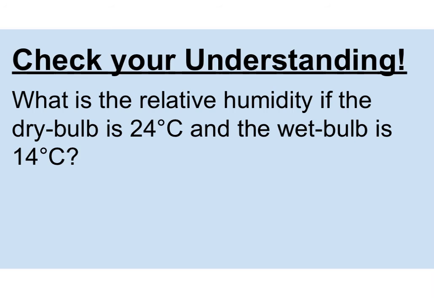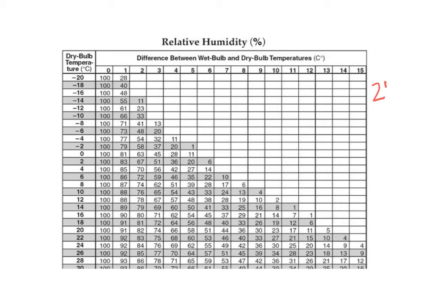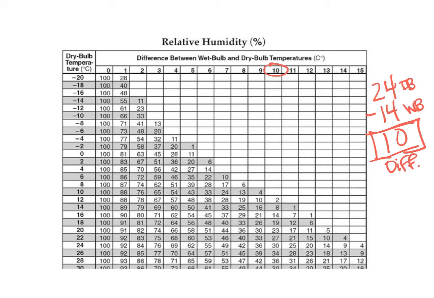What is the relative humidity if the dry bulb is 24 degrees Celsius and the wet bulb is 14 degrees Celsius? All right, for this one, hopefully you got that right. Remember, you had to take the dry bulb, which was 24, and subtract 14, which was your wet bulb. Here's my dry bulb. 4 minus 4 is 0, 2 minus 1 is 1. So I have to look up 10.